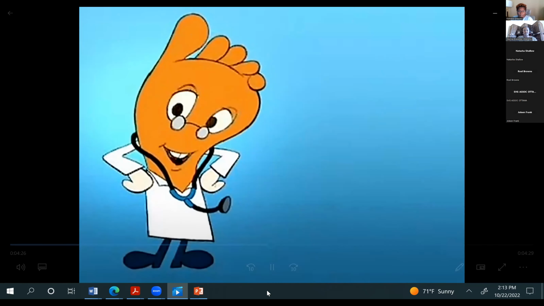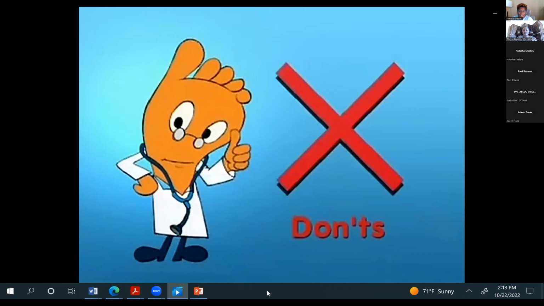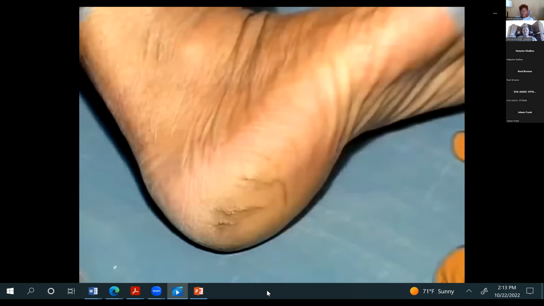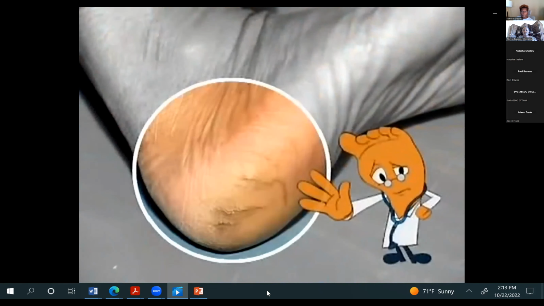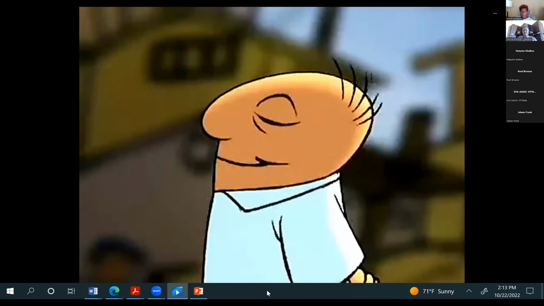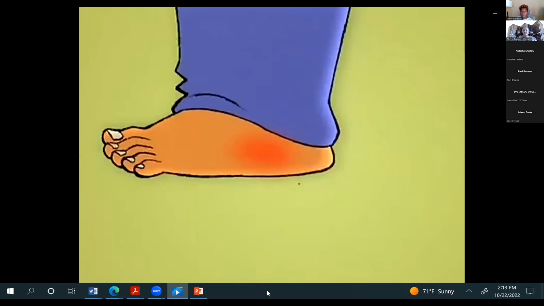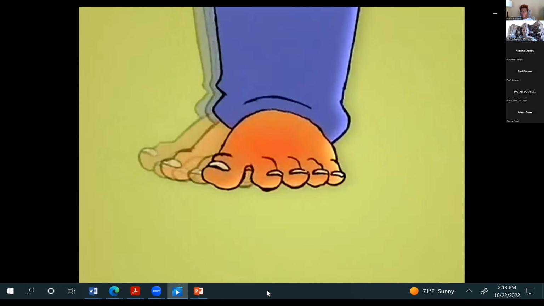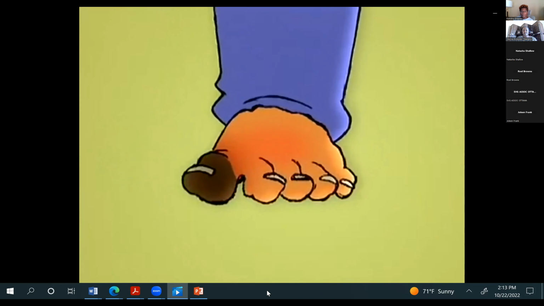Now let's see what you should avoid. The important don'ts. Don't let your feet get dry and cracked. Don't go barefoot, either indoors or outside. Since the diabetic foot does not feel pain, see what can happen until gangrene sets in.